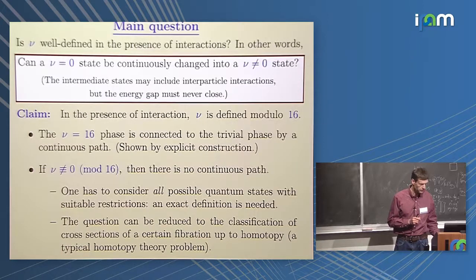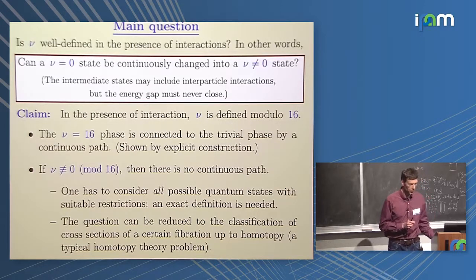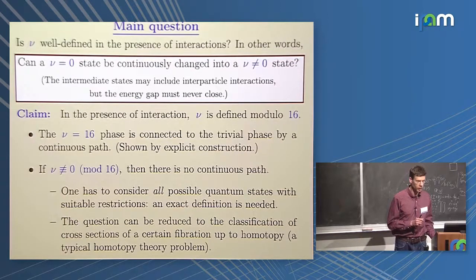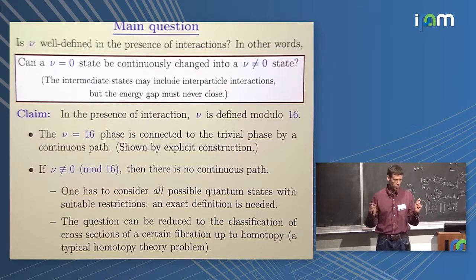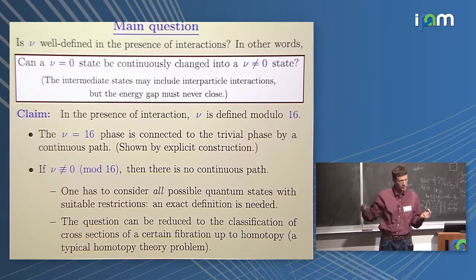Are you going to define nu for interacting systems? How do I define nu for interacting systems? So far, it's just defined for free systems. Right. So the endpoints have a certain value of nu. These are non-interacting systems. The connecting path, in principle, doesn't have a definition of nu. So we don't define nu for interacting systems.